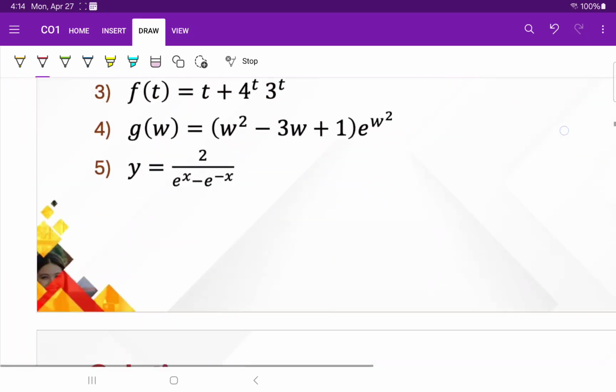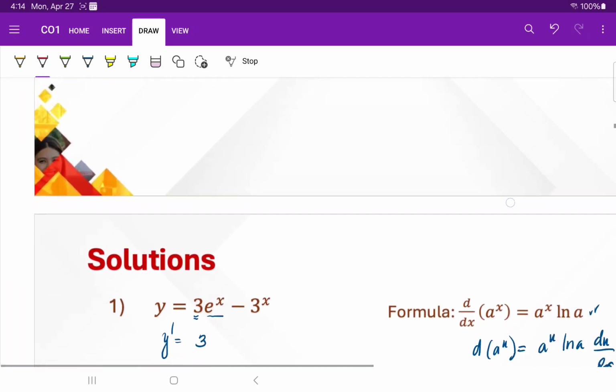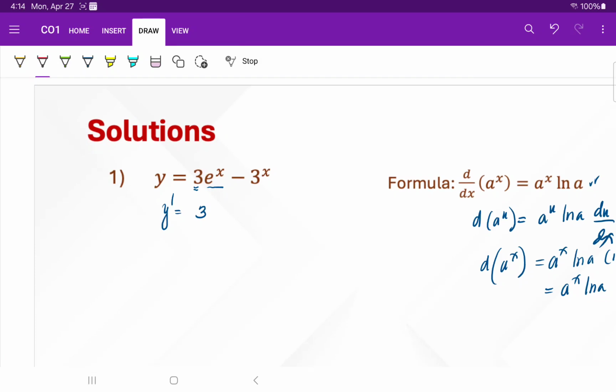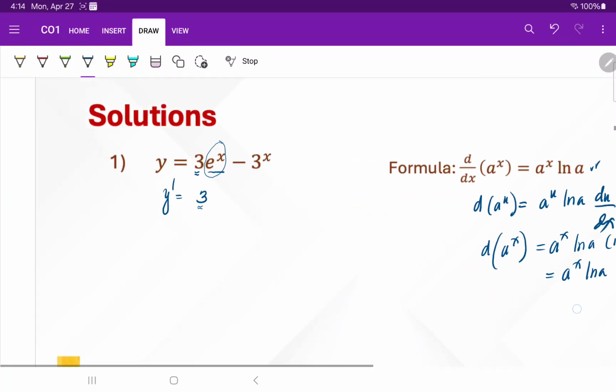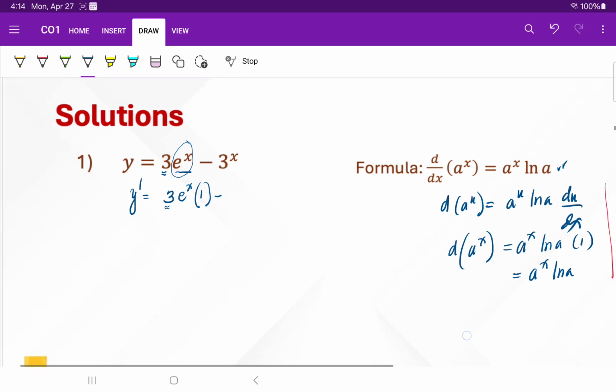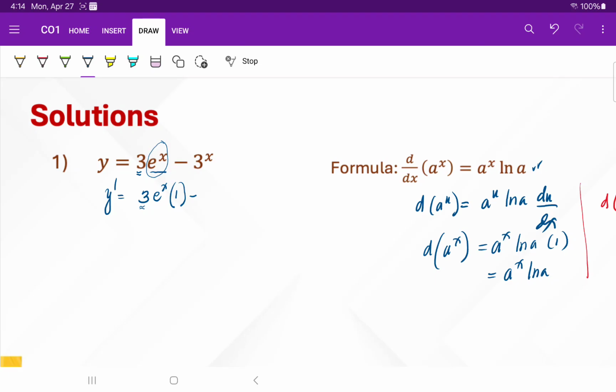Next, we're asked to find the derivative of this one. Again, we copy the constant first, that's 3. Then we multiply it by the derivative of e to the x. And what's the formula? e to the u du dx. So our u here is x. So the derivative is e to the x times the derivative of x, which is 1. Minus, what's 3 to the x? It actually follows a to the x. So what's the derivative of a to the x?